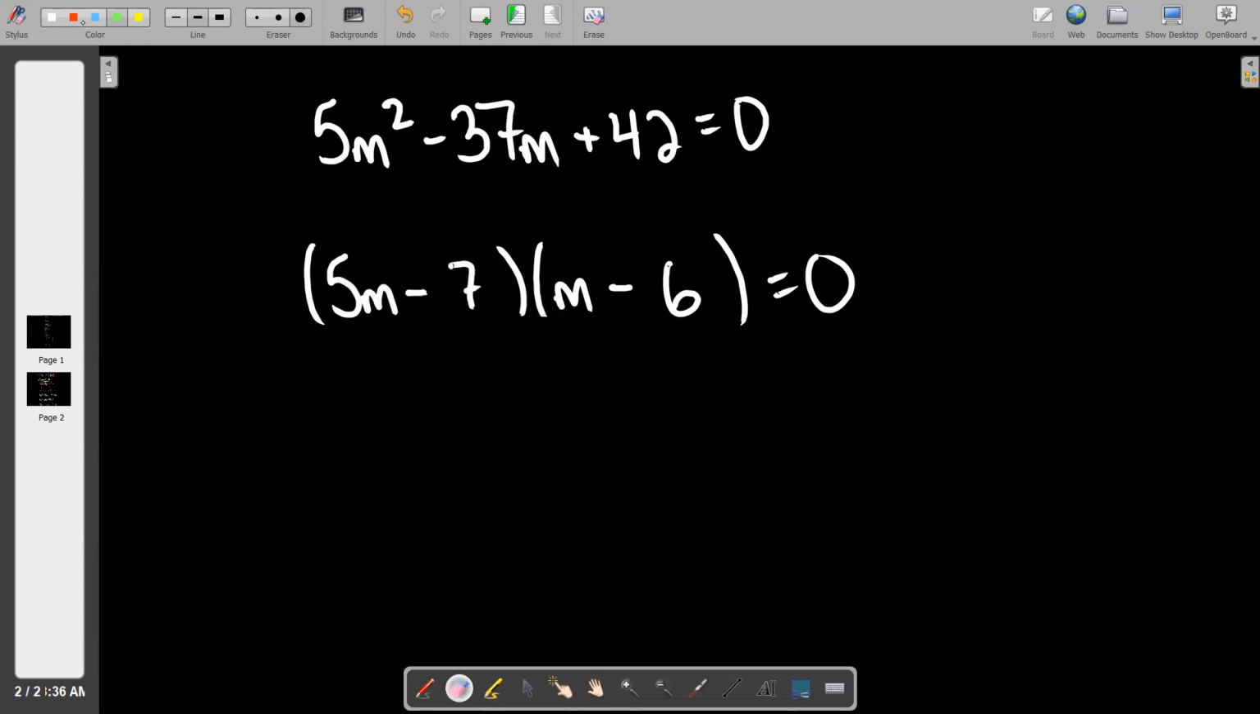So having said that, we've found our factors, but not our solutions. What is my red solution? Good. Positive. And what is my green solution?